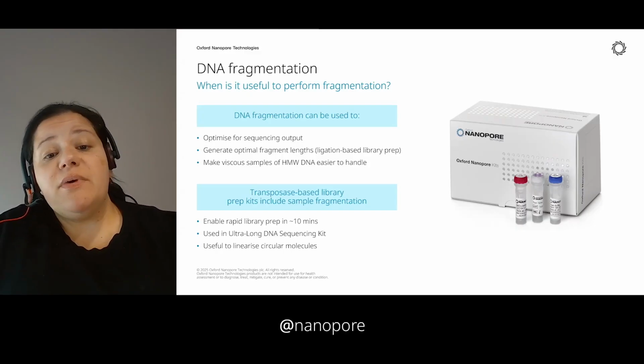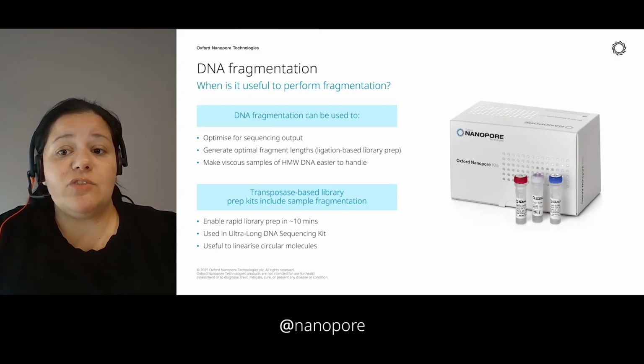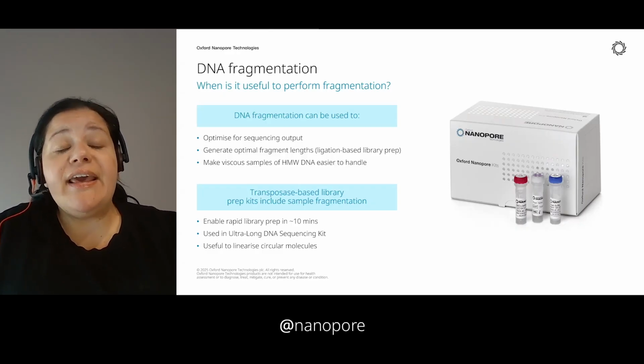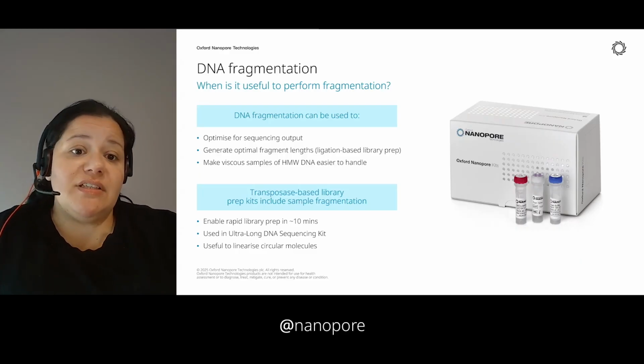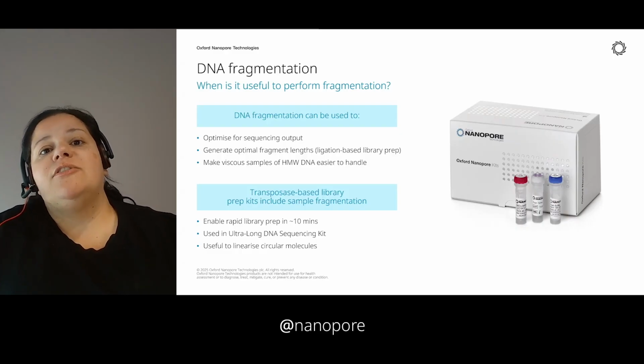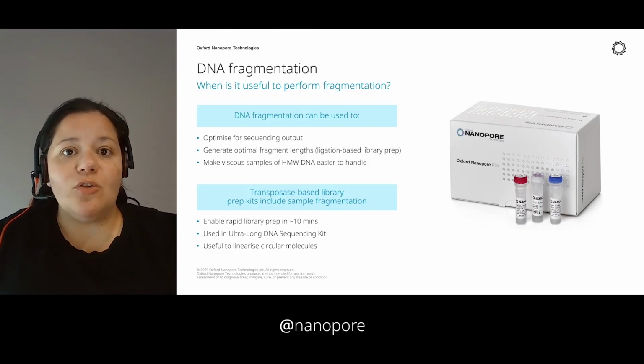The basic rapid library preparation method just takes about 10 minutes, so it's really, really fast. And this is the same chemistry that is used for the ultra-long DNA sequencing kit. It's particularly useful if you're working with plasmids because the transposase linearizes the circular molecules. So you avoid the linearization step before the library preparation as it's already included in it.